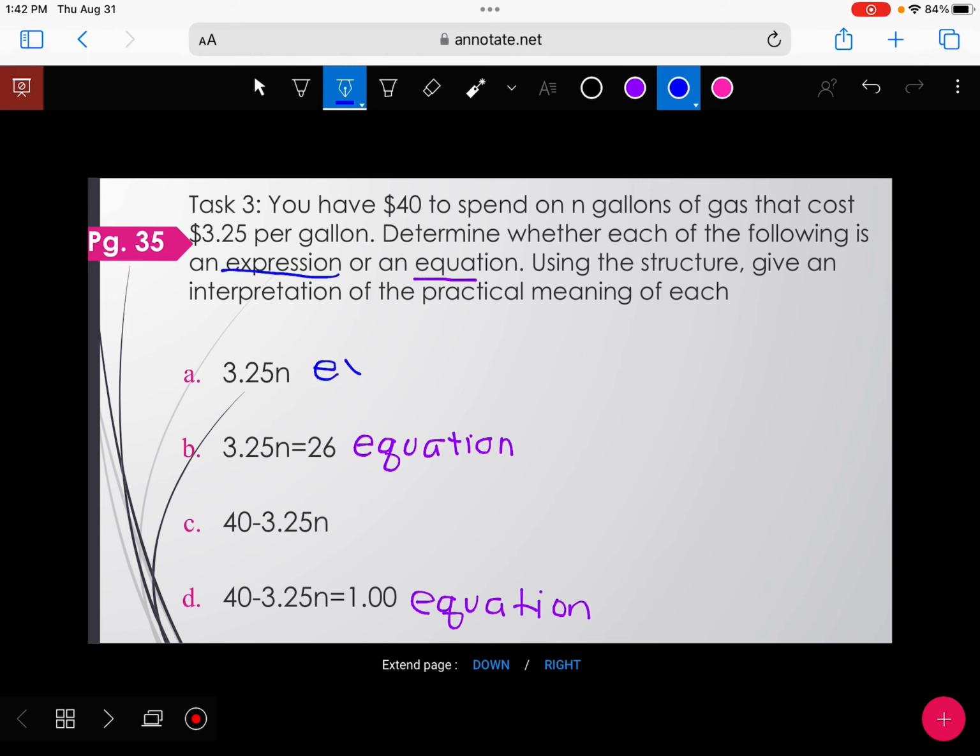So this is an expression. And this one is also an expression. Equations we could solve. Expressions we can simplify. What's up?